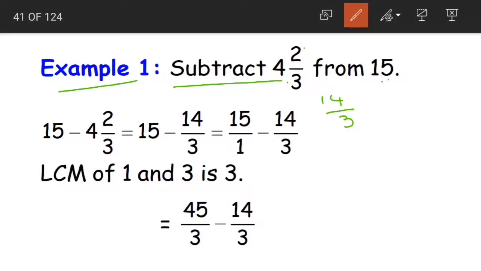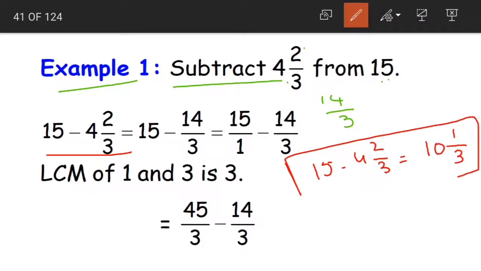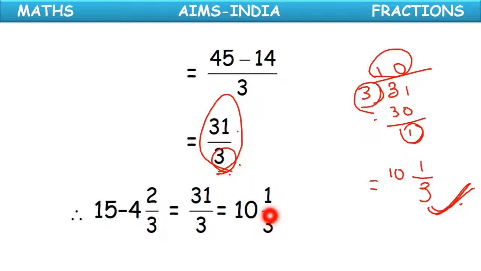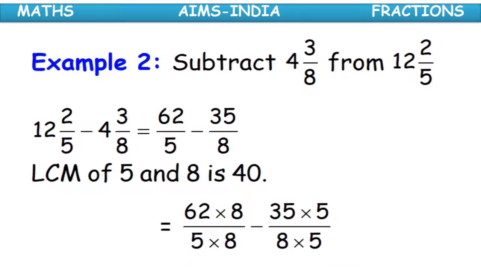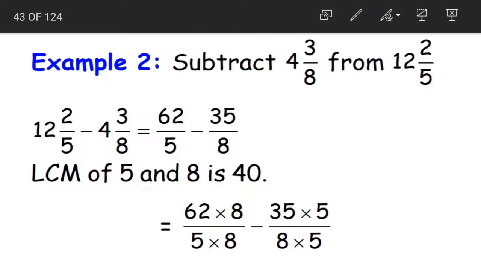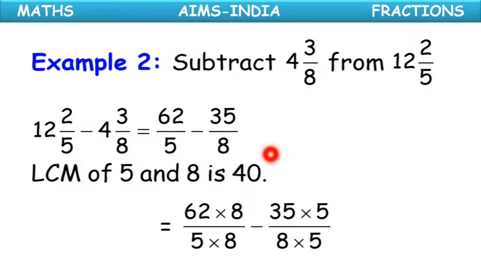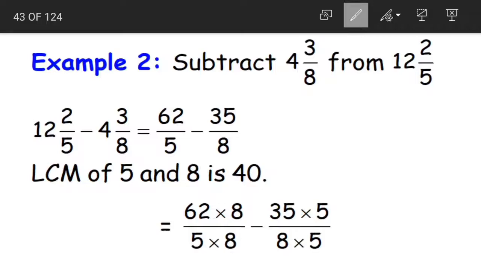Now lastly, what should you write? We should write this: 15 minus 4 2 by 3 is equal to 10 1 by 3. This is our final answer. So it is equal to 31 by 3, that is nothing but our 10 1 by 3. Now coming to the next example, subtract 4 3 by 8 from 12 2 by 5, children.